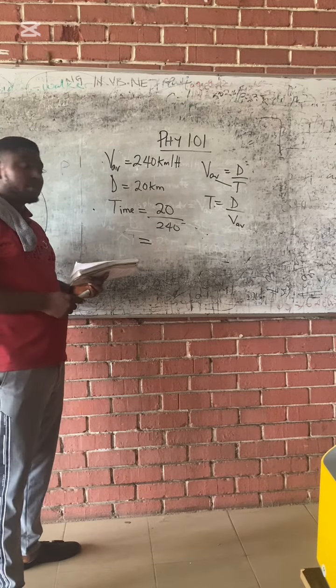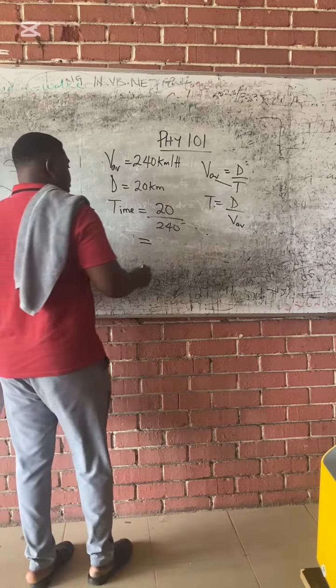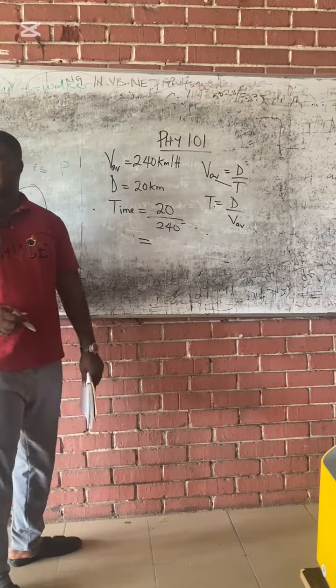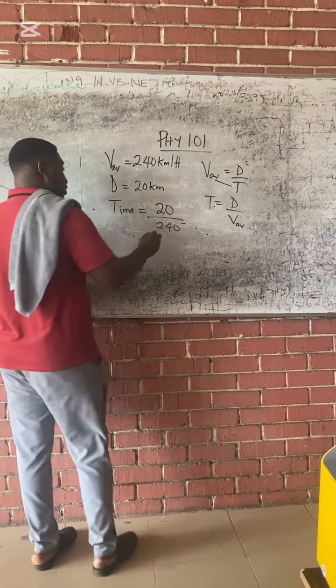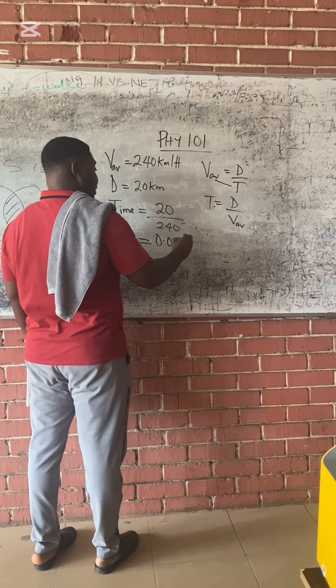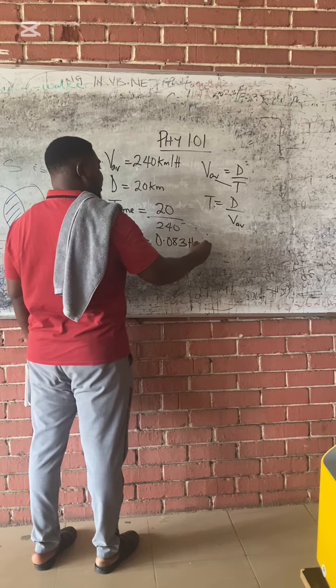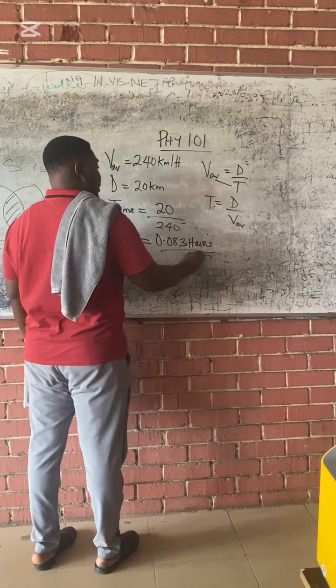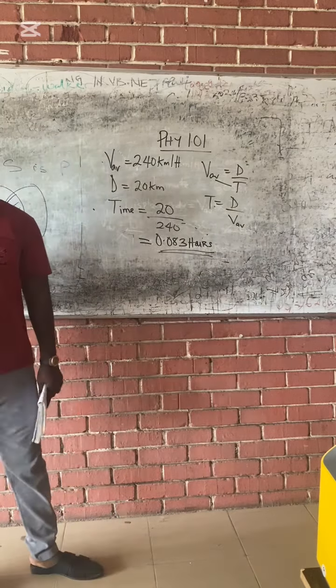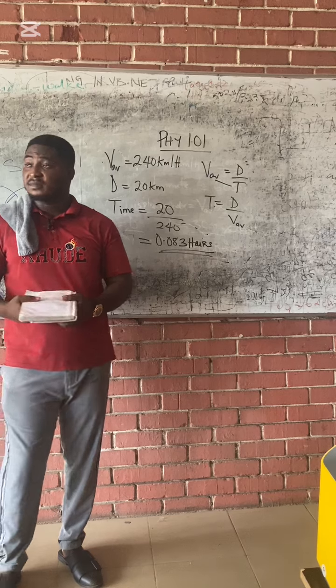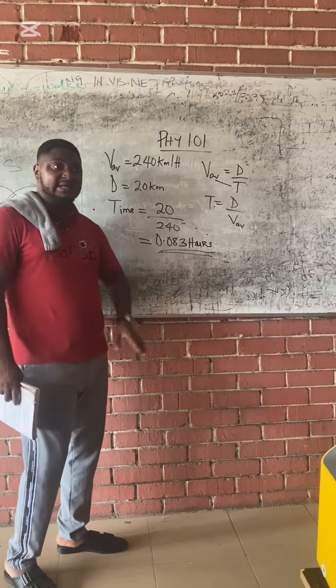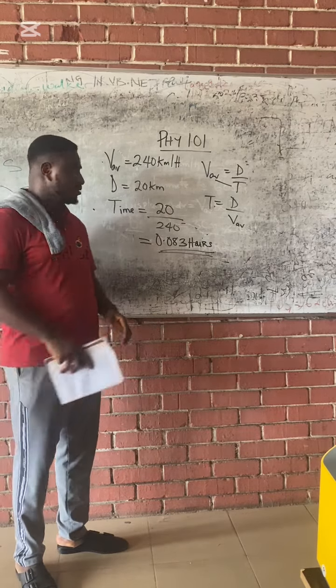Someone should help us. 20 divided by 240 is not 12. Now it's 240 divided by 12. That is 20, that is 12. 0.083 hours. Class, 0.083 hours is the time taken.